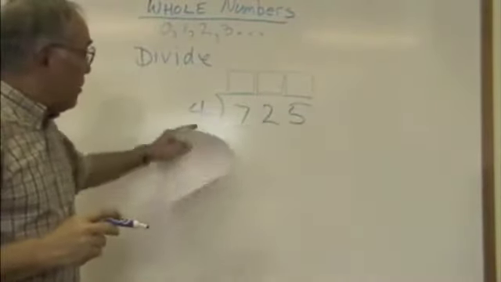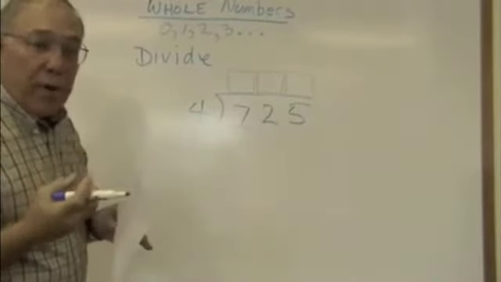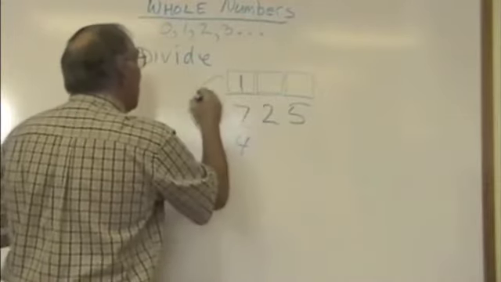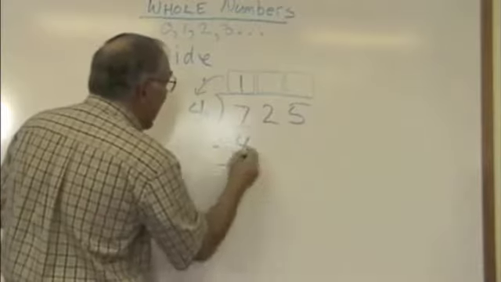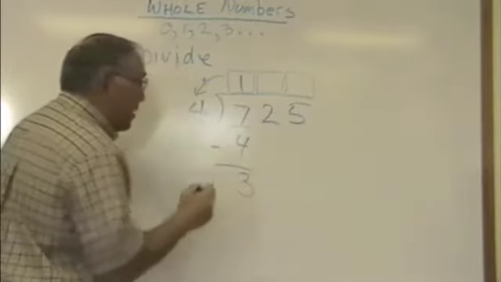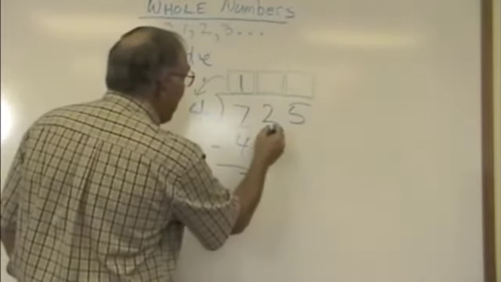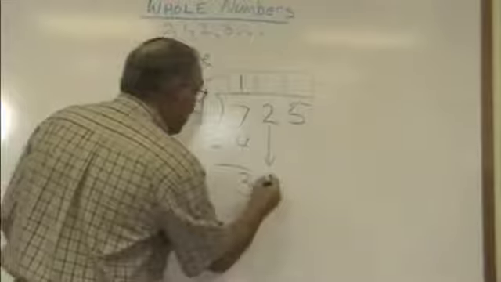4 goes into 7 how many times? How many groups of 4 could you make out of 7? Just once. 1 times 4 is 4. We multiply over here, 1 times 4 is 4. Then we subtract. 7 minus 4 is 3, with 3 left over. Now we bring down the next number, the 2. I like to use an arrow to do that. Bring down the 2 to here.